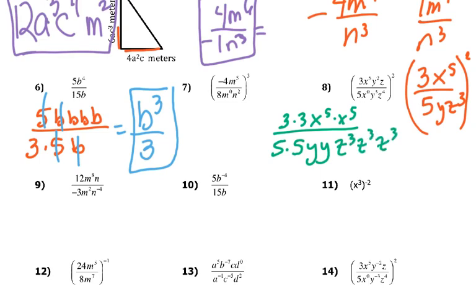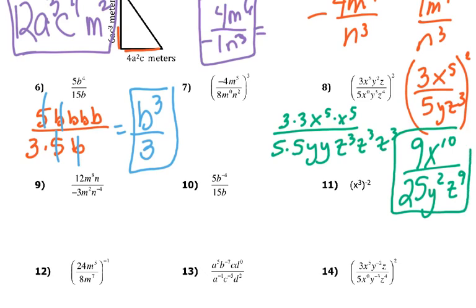So what that simplifies down to is 3 times 3 is 9, x to the 5th times x to the 5th, 5 times 5, y times y, and then z to the 3rd, z to the 3rd, z to the 3rd. I've got 3, 3, and 3, so I've got 9 of them, so z to the 9th. And this is our final answer for number 8.